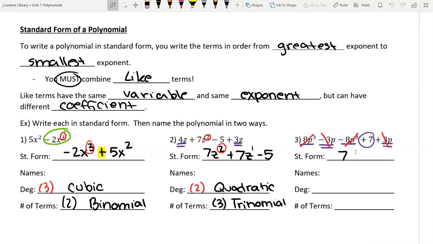What's my degree on this one? There are no variables, so it's that weird one. The degree is technically 0. There's no variables. So this is called your constant. And how many terms, hopefully you can get this one by now, is a monomial.